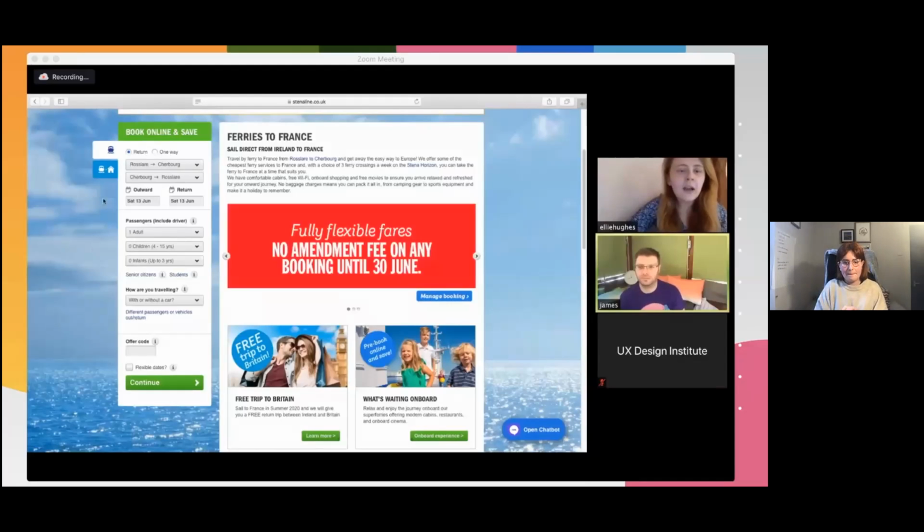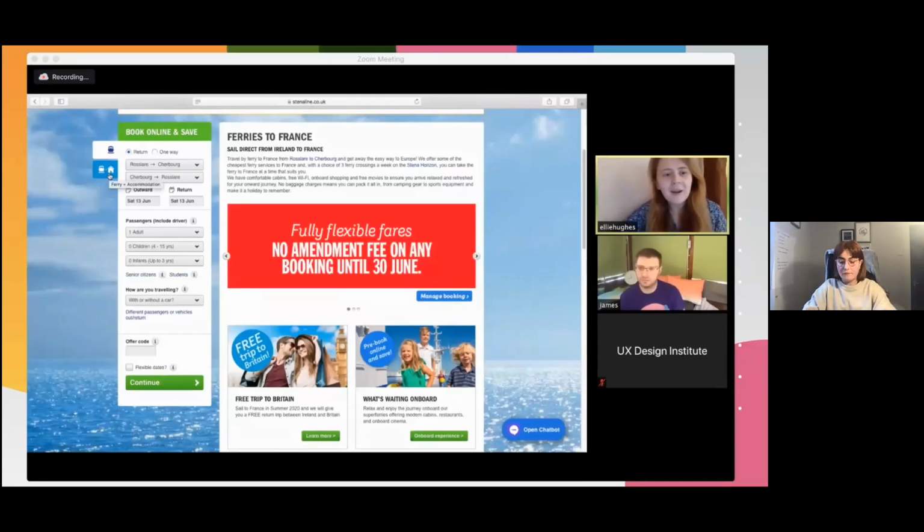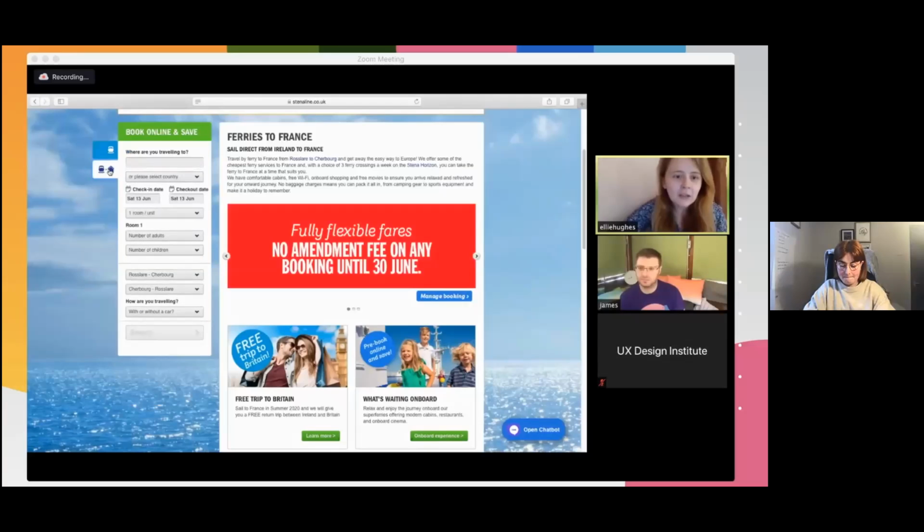Yeah, so I'm looking at the two little tabs here. I think maybe, I'm guessing this means accommodation as well. Or actually, no, it means accommodation.